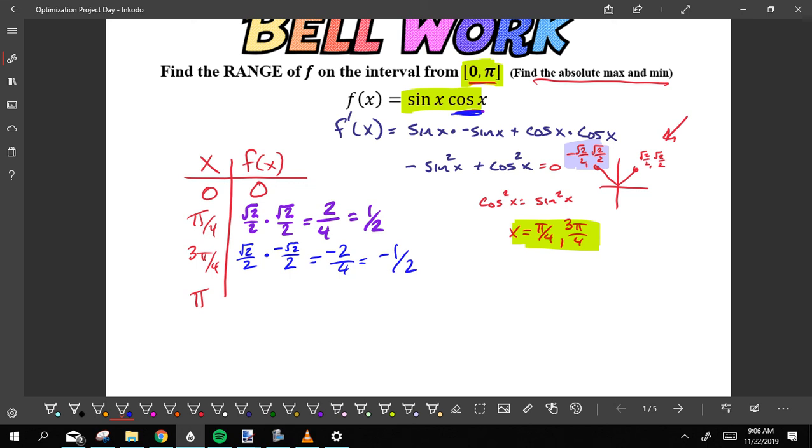Everybody good there? And then I do pi. So over here at pi. So pi's on the right side. If I'm doing sine at pi, what's sine at pi going to be? 0. And so times cosine of whatever is going to be 0.